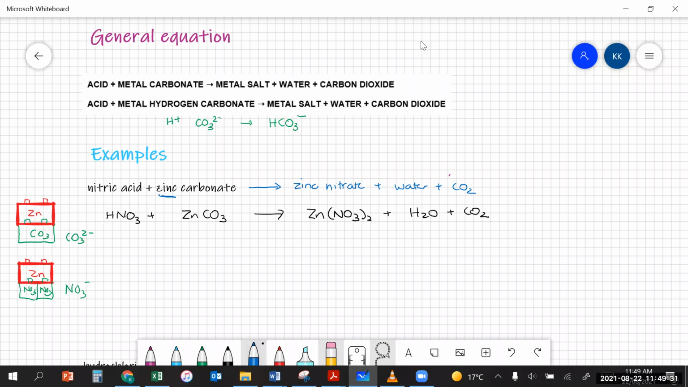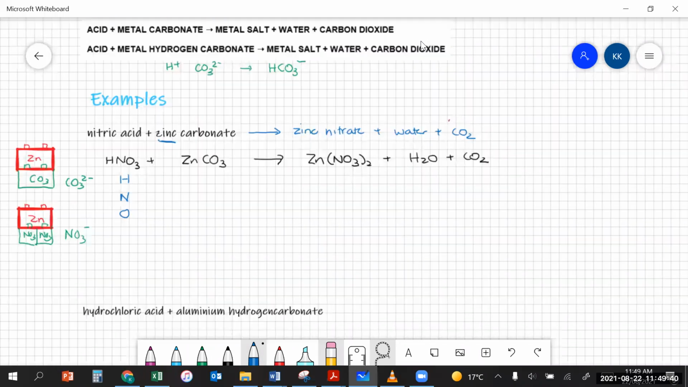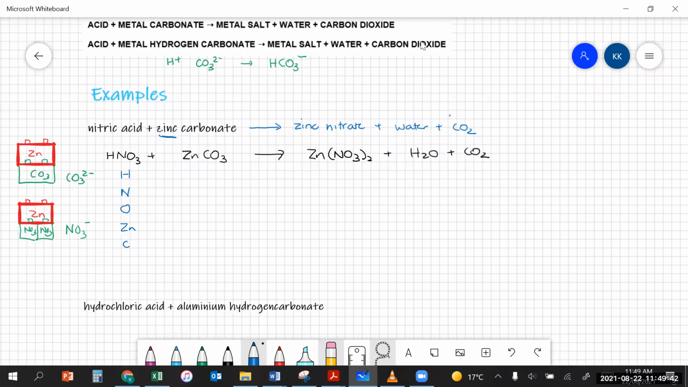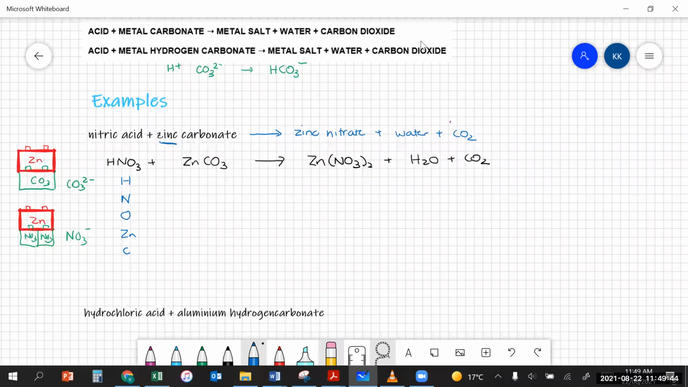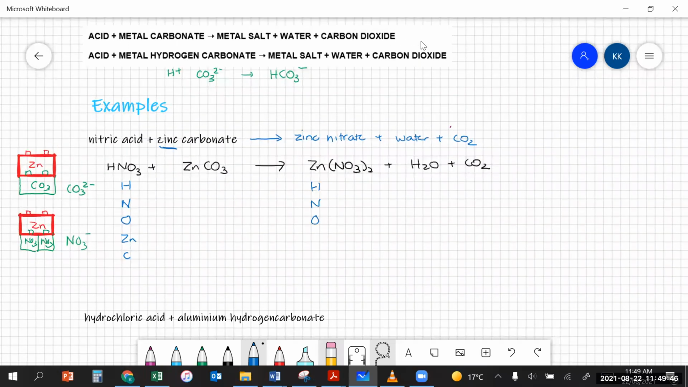So what do we have? We have hydrogen, nitrogen, oxygen, zinc, and carbon. Let's do that on the other side as well. Hydrogen, nitrogen, oxygen, zinc, and carbon.